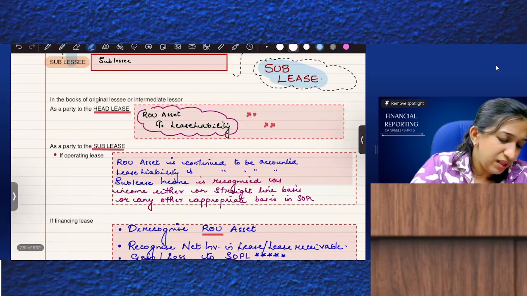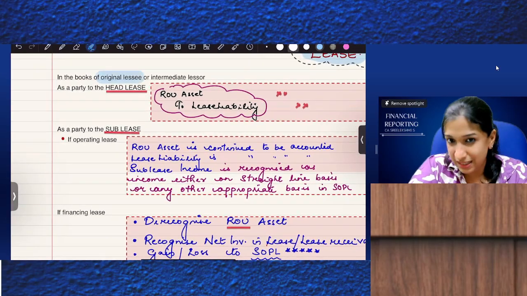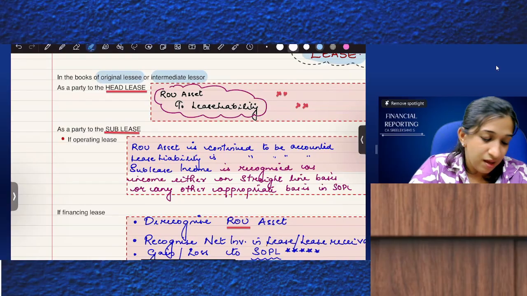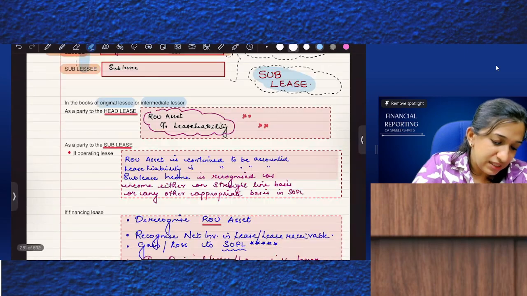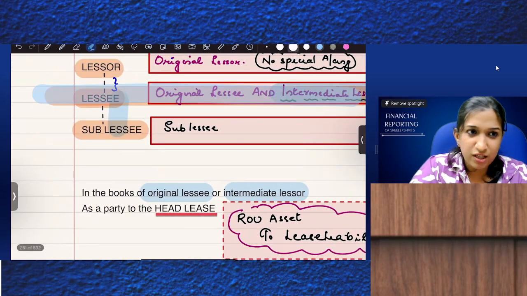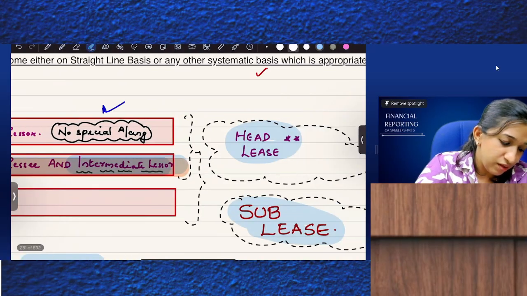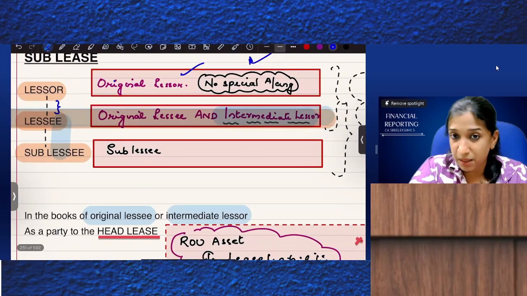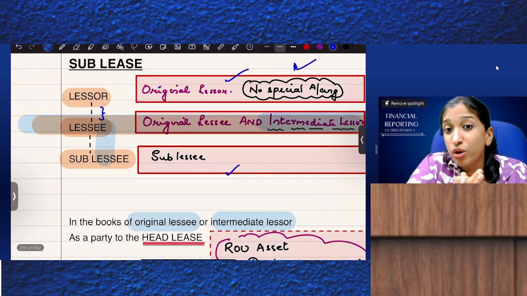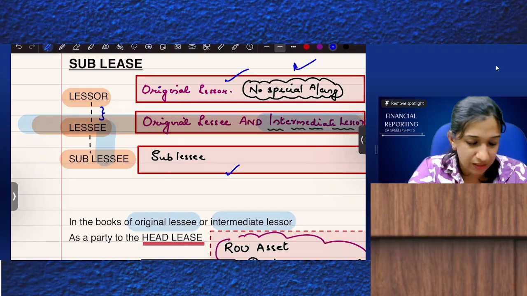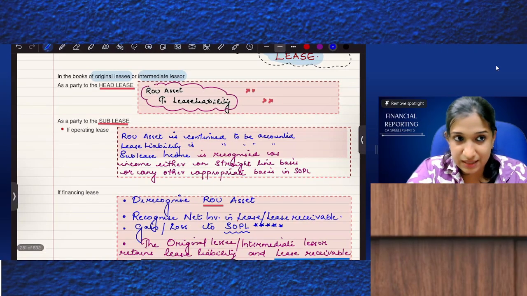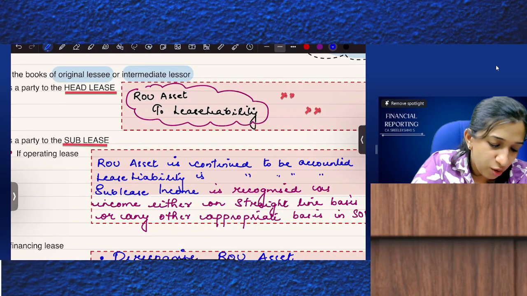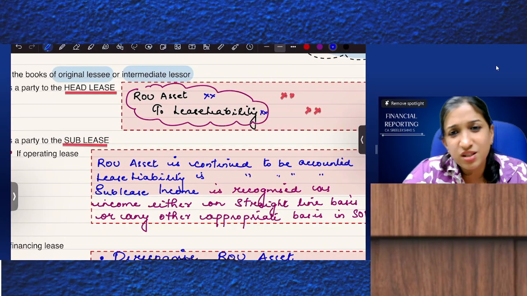In the books of the original lessee or intermediate lessor, there is no special accounting in the books of the original lessor, because the lessor will account as usual. No special accounting in the books of the sublessee. But in the books of the lessee, who is the original lessee and intermediate lessor, 2 sets of accounting will come. As a party to the head lease, the first party to the first contract, ROU and lease liability are recorded as usual.